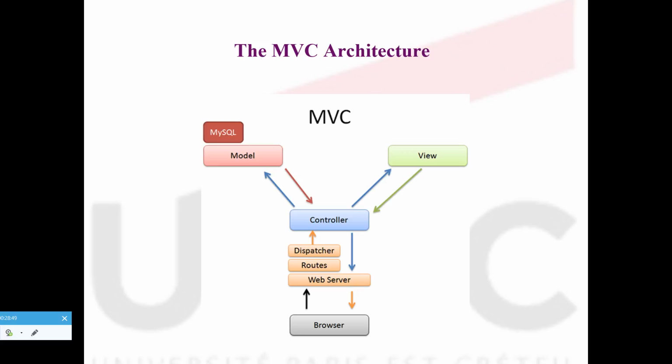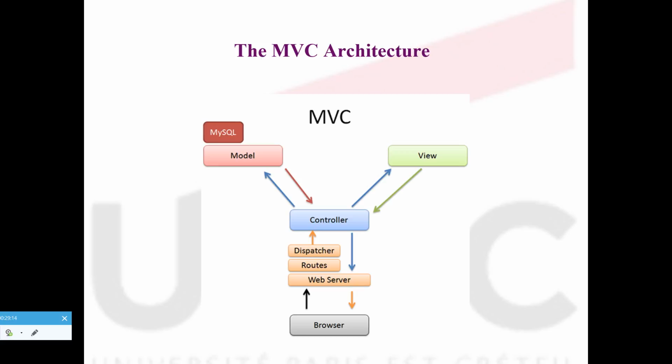So models, what is actually a model? A model represents the information, the data of the application, and the rules to manipulate the data. Models are primarily used for managing the rules of interaction with the corresponding database table. In most cases, each table in your database will correspond to one model in your application.